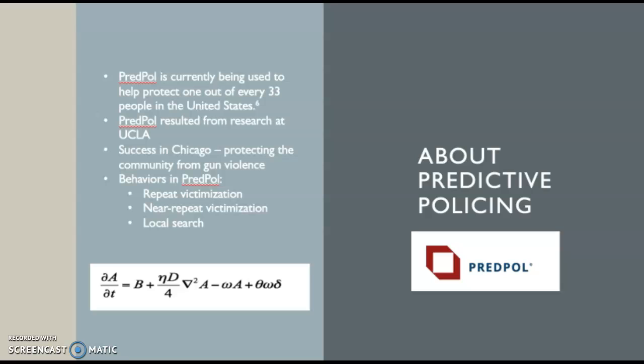They label their behaviors as repeat victimization, near repeat, and local search. They only have 3 different behavior sections within their database and algorithm. Below is the equation for what PredPol uses to predict crime.